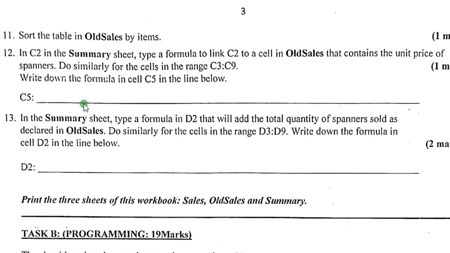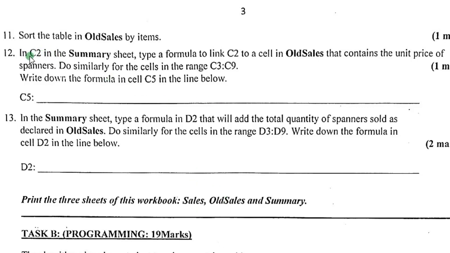Number 12, they say in C2 in summary sheet. So we are moving to summary sheet. They say type a formula to link C2 to a cell in all cell that contains the unit price of spanners. First of all, they say do similar for cells in the range C3, C9. So let me explain what they are asking here. It's very easy. So let us read it together.